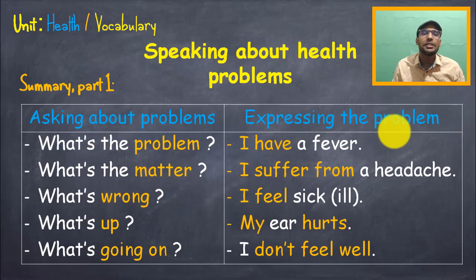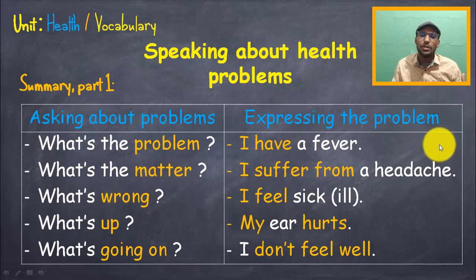Part one, we got asking about problems, guys. You want to ask someone what the problem is with him, right? You can just use one of these questions. What's the problem? What's the matter? What's wrong? What's up? What's going on? And if your friend wants to express his or her problem, you got to use these expressions, guys. I have a fever.